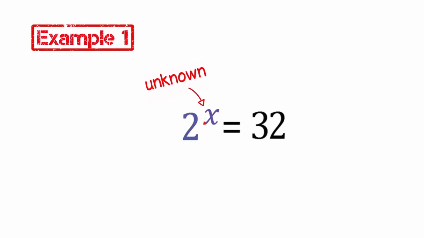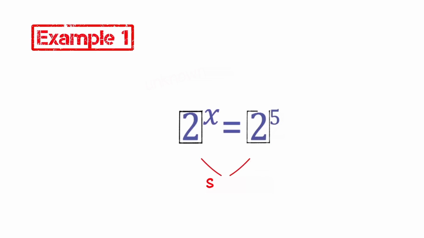Let's take a look at this example. 2 to the power of x equals 32. We know that 32 can be written as 2 to the power of 5. Therefore, 2 to the power of x is equal to 2 to the power of 5. Since the bases are the same, in this case 2, we can compare the indices. Hence, we have x equals 5.